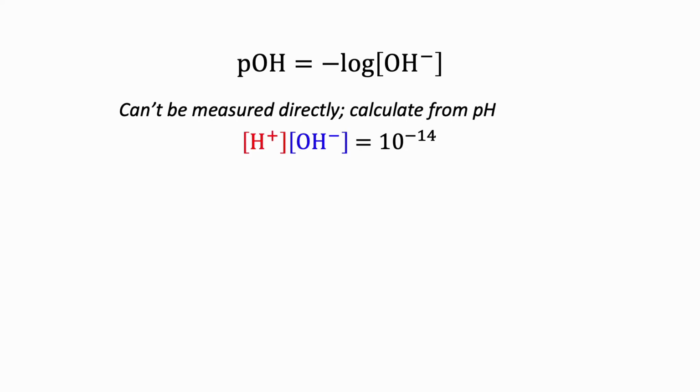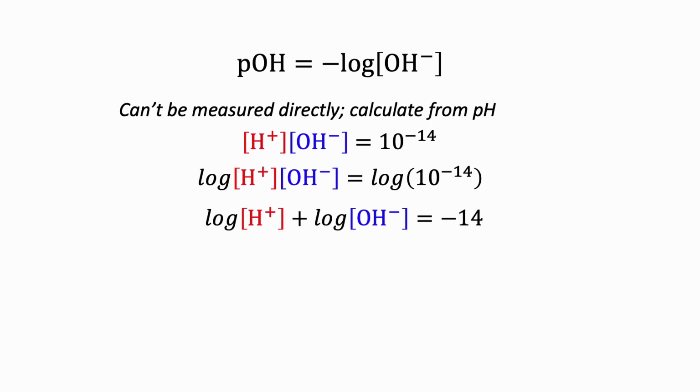We're going to go back to our KW equation. H plus times OH minus equals 10 to the minus 14th. What we're going to do here is take the log of both sides. So we have the log of this product equals the log of 10 to the minus 14th. So we can simplify this if we use log rules. Let's do the right side first. The log of 10 to the minus 14th is just going to be negative 14. For the left side, remember that the log of two things multiplied is going to be the log of the first thing plus the log of the second thing. So that gives us this.